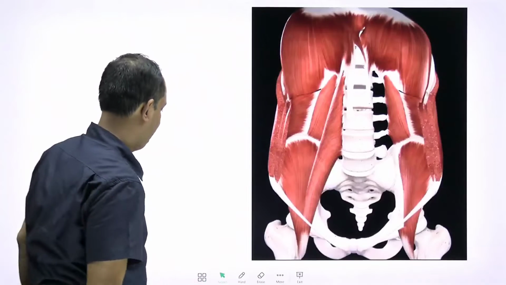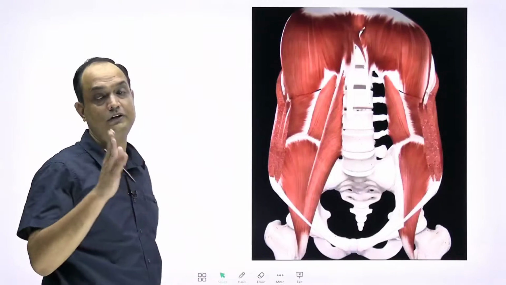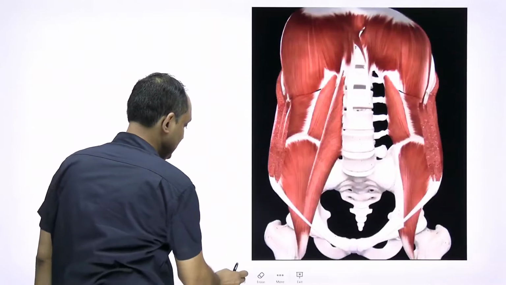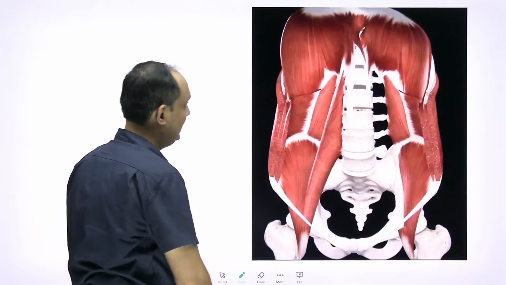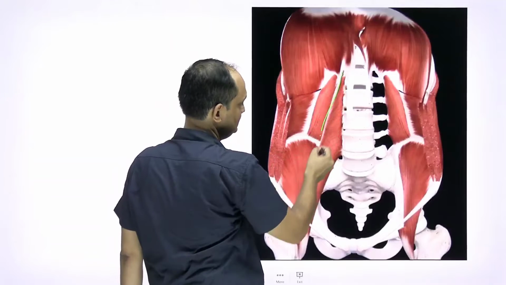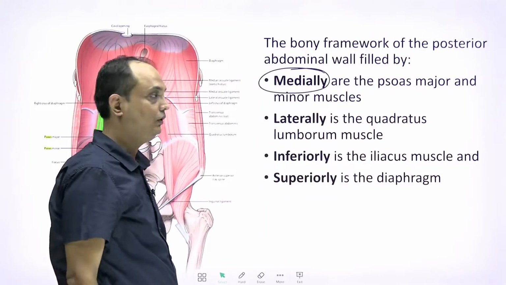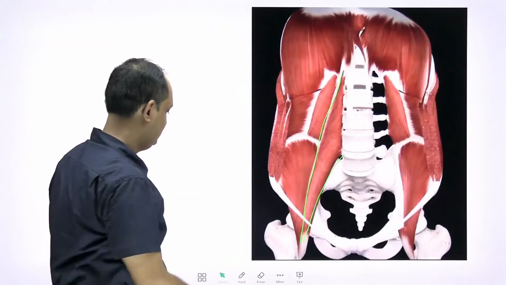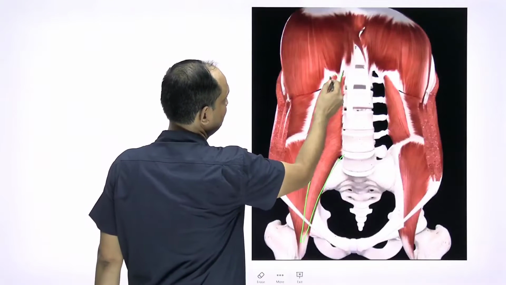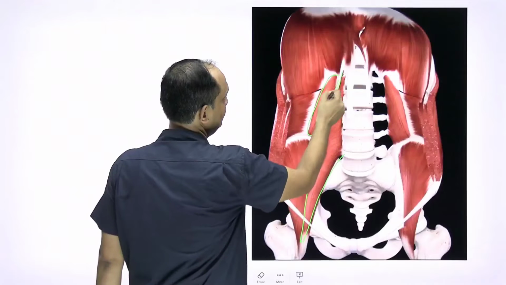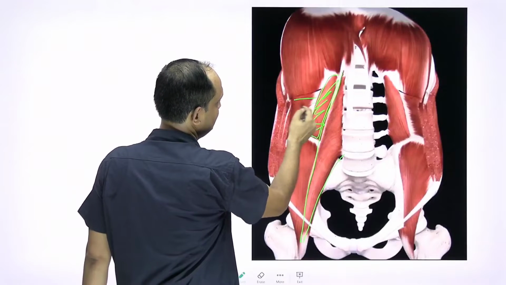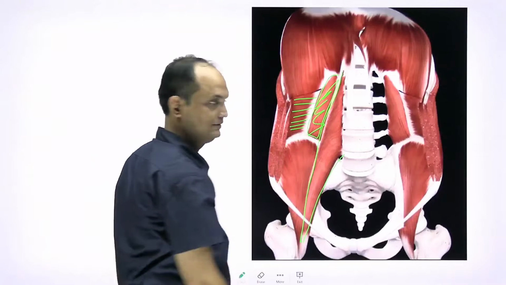Now in this video, if you see the orientation of the posterior abdominal wall, you first have to understand that this is your psoas major muscle. And this psoas major is present on the posterior abdominal wall, and along with that you have one more muscle adjacent to this, your quadratus lumborum, and then these are the transverse fibers of transversus abdominis.